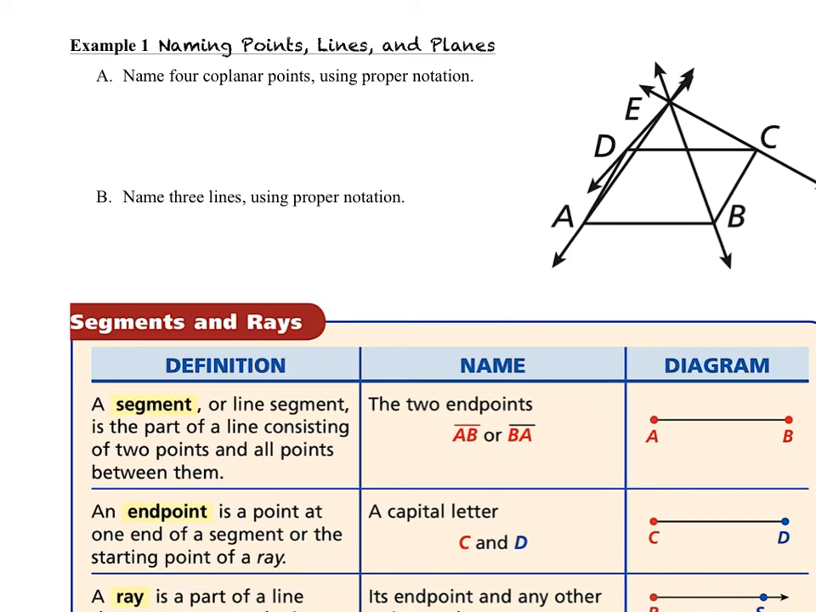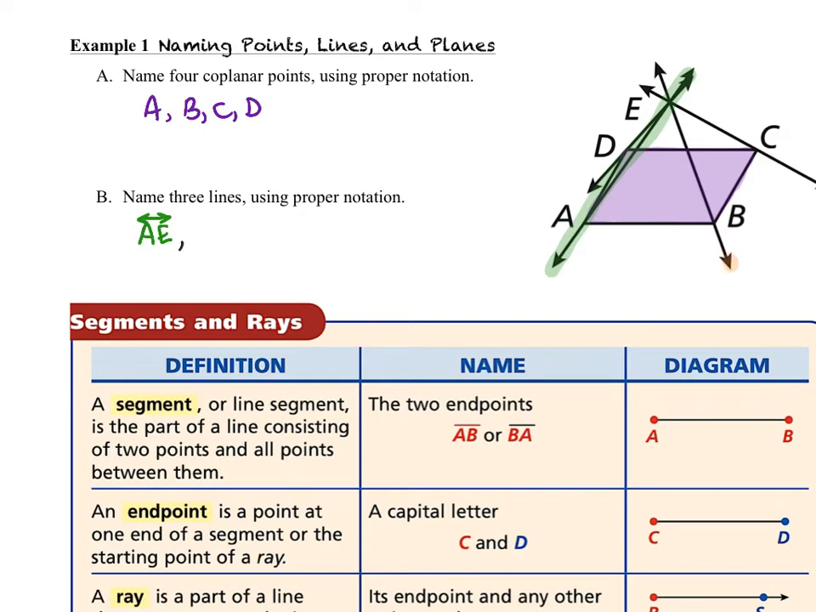In example 1, we want to name 4 coplanar points, and we are going to use proper notation. Points A, B, C, D all lie along that purple plane that I've highlighted. Remember that we have to use capital letters to indicate points. Now let's take a look at 3 lines using proper notation. There is a line that goes from point A through point E. I'm highlighting it in green, and we're going to call that line AE because those are the 2 points that it goes through. Remember that we need to have the little line symbol over the top of it.